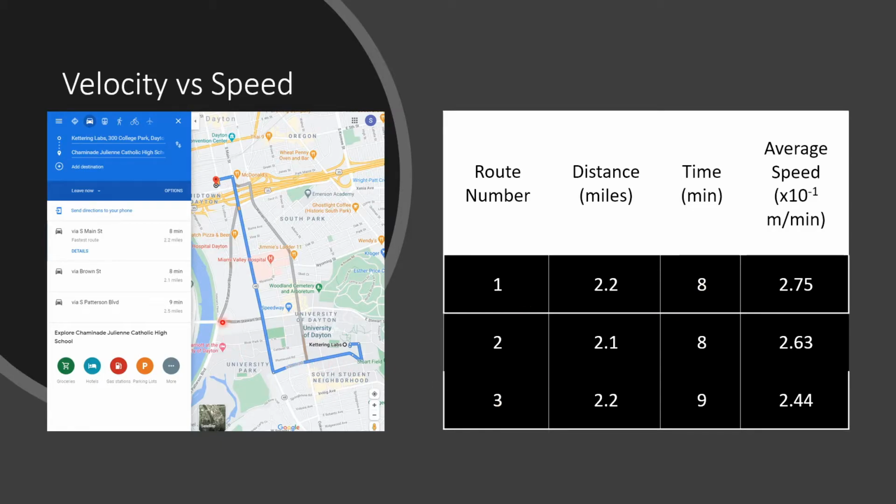And then if I were to take South Patterson Street, again, it's 2.2 miles, but it's going to take me longer as well. And my average speed is going to drop down to 0.244 miles per minute, right? So this is the speed. Notice, because I'm looking at the total distance that I'm traveling.